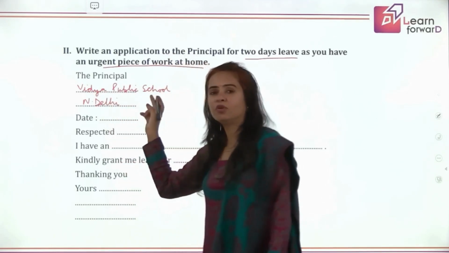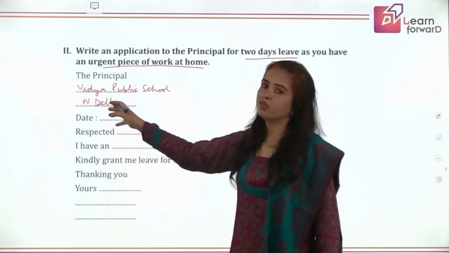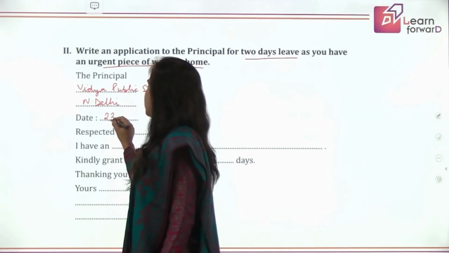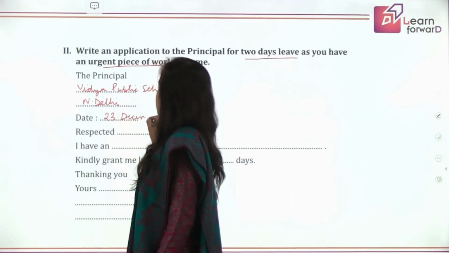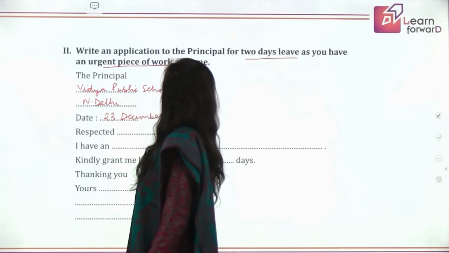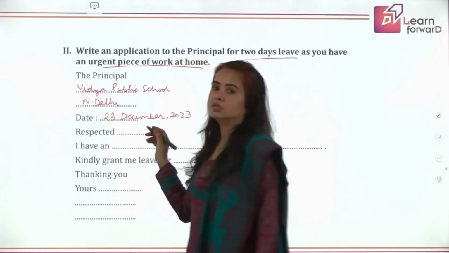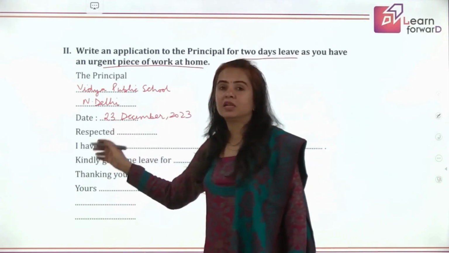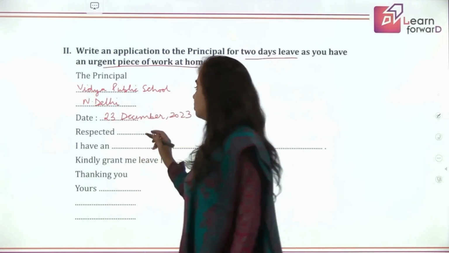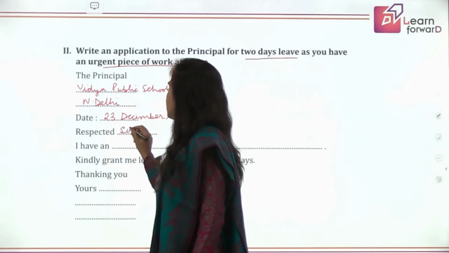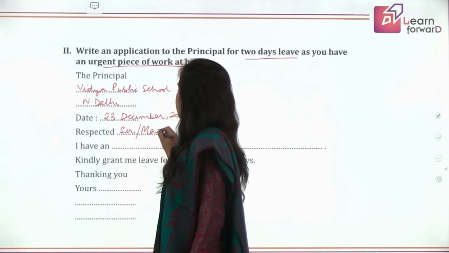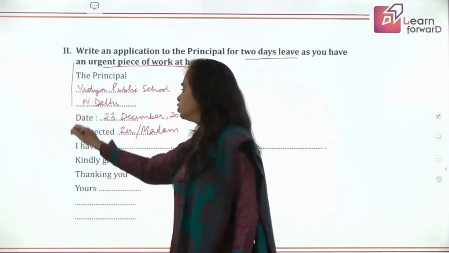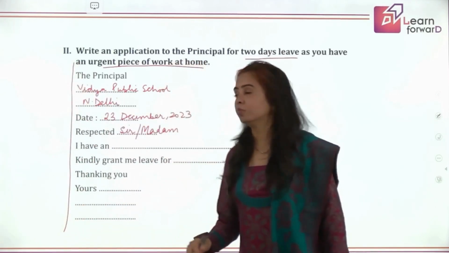Wherever, you have to write the name of your own school, and then you have to write the name of your city. Then you have to write the date, like just now we mentioned here, 23 December 2023. So you'll write the date on which you are writing this application. Respected. Now, if your principal is a male, he is sir. So you will write sir. If you have a madam, you will write madam. Respected sir or madam. Please don't write both the things. And remember, everything should be from your left margin of the notebook page.